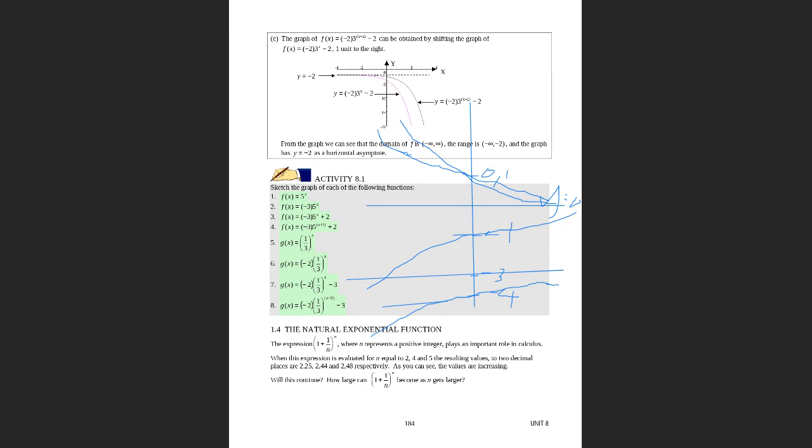So you just have to get a general understanding, and you can easily do this test without any difficulty. And you have to know that minus 2 simply means that the graph is going to shift to the right by 2 units.